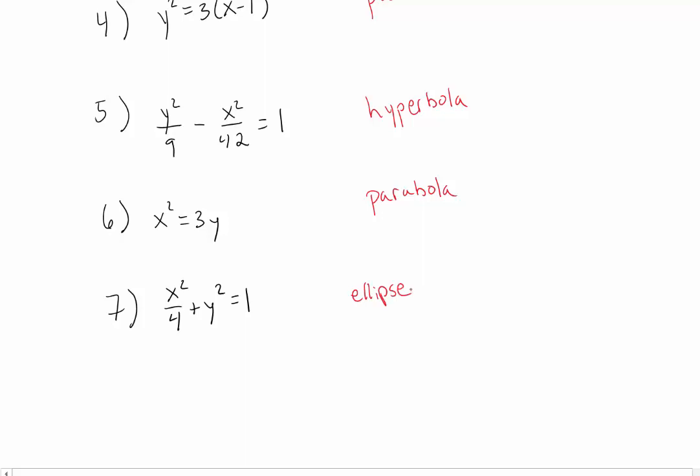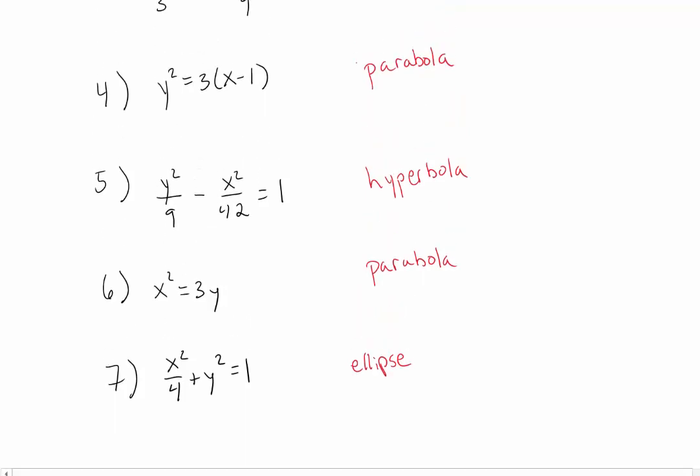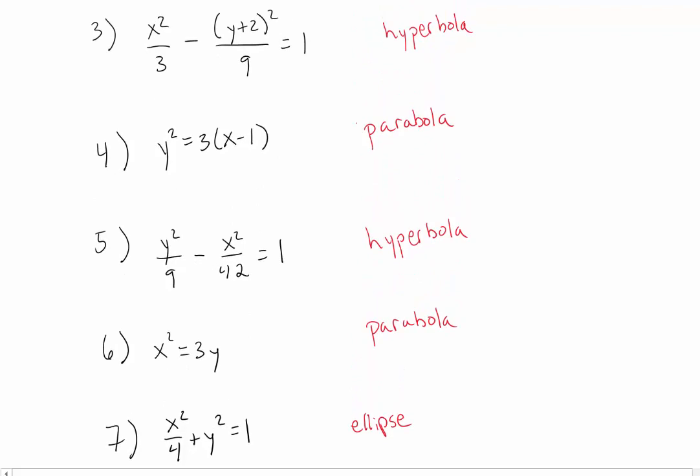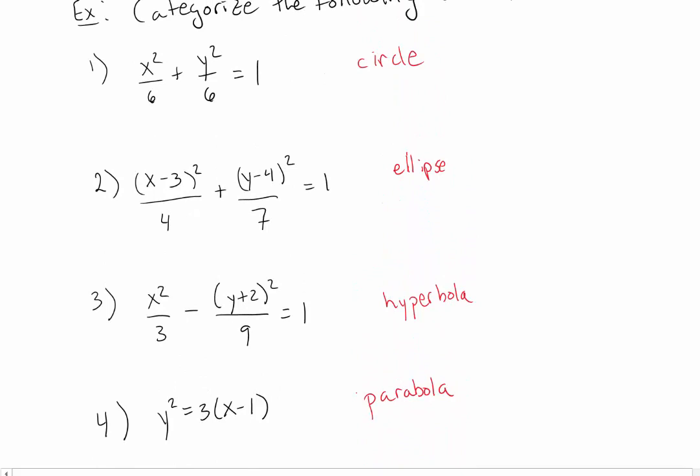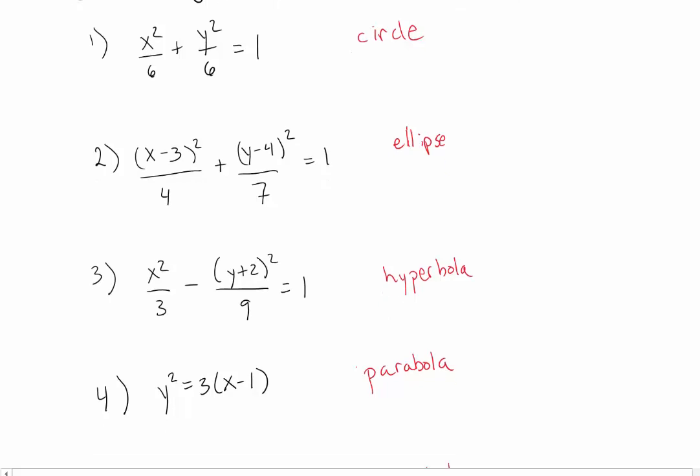And I didn't mention it on most of these, but all those ones that I was talking about, whether I had a plus and both variables were squared or I had a minus, they all had 1 on the right-hand side. So number 7 had 1 on the right-hand side. Number 5 had 1 on the right-hand side. Number 3, number 2, and number 1. So I didn't mention that because all of the circles, ellipses, and hyperbolas are essentially in that form.